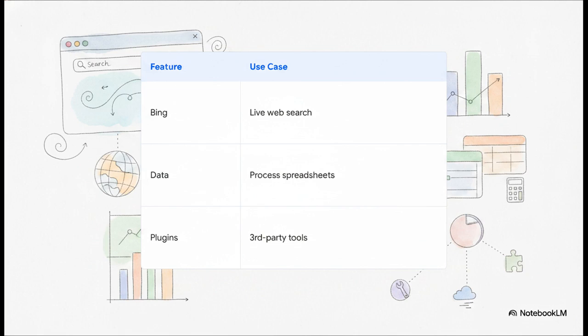First up, browse with Bing. This shatters the AI's knowledge cutoff and gives you live web search and real-time data on current events. Then you've got advanced data analysis. You can actually upload massive raw spreadsheets and have it crunch the math or spit out charts in seconds. And finally, ChatGPT plugins let you integrate third-party tools right into the chat. You're effectively building an entire personalized software suite inside a single window.